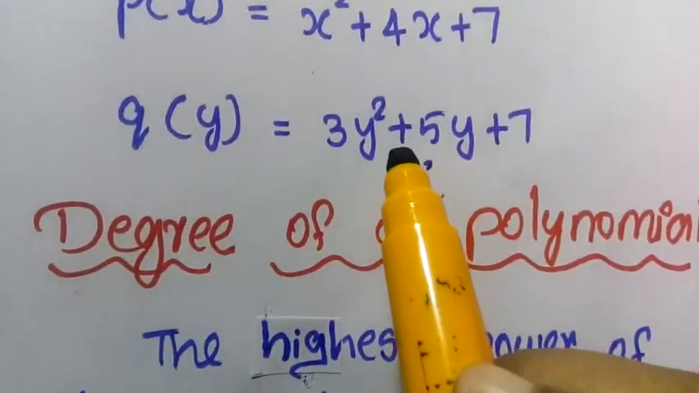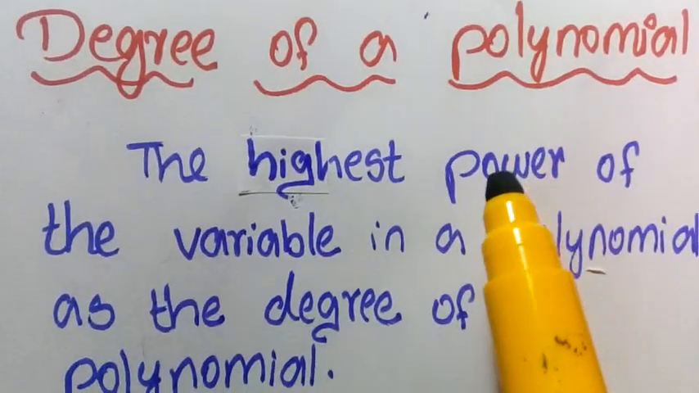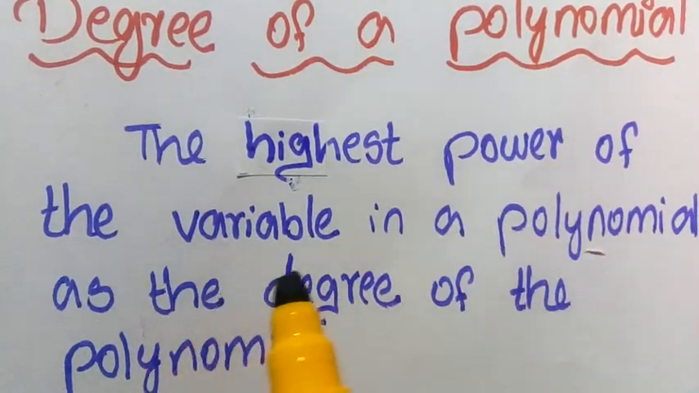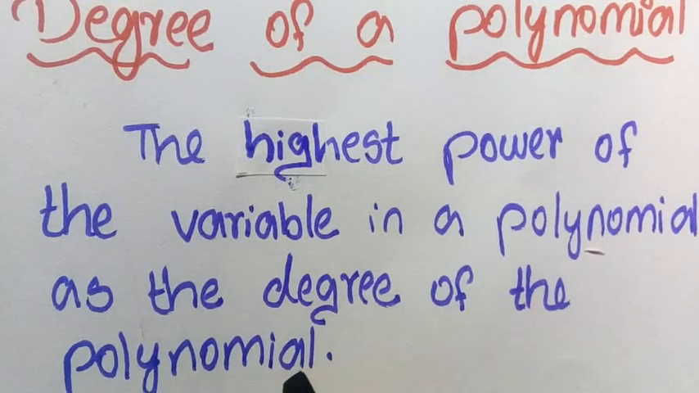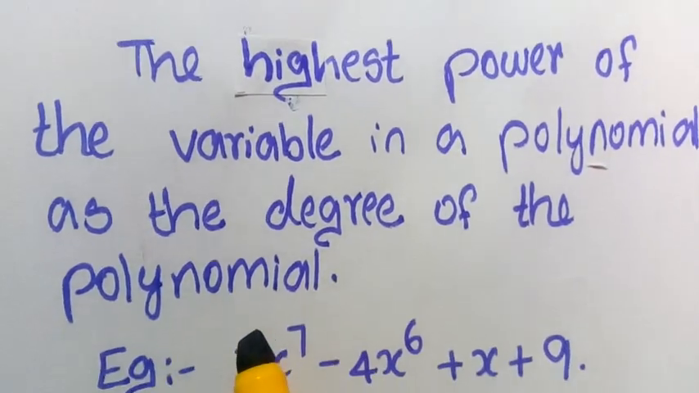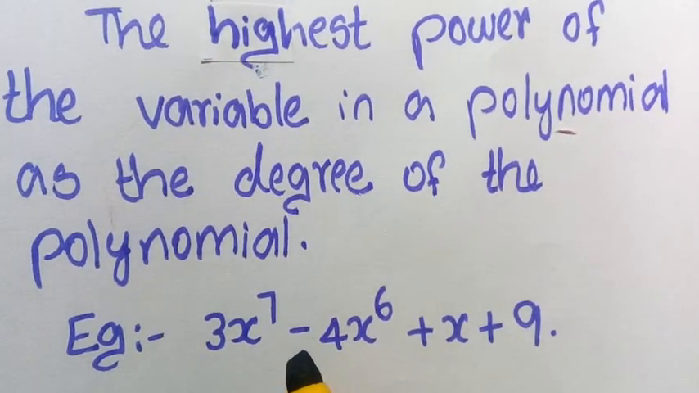The next topic is degree of a polynomial. The highest power of the variable in a polynomial is called the degree of the polynomial. Here we have a polynomial 3x to the power 7 minus 4x to the power 6 plus x plus 9. In this polynomial we have 4 terms, and this polynomial has only one variable. So we can say this is a polynomial in one variable.